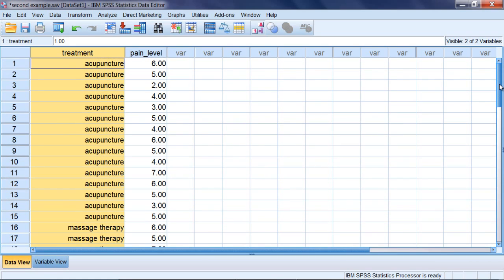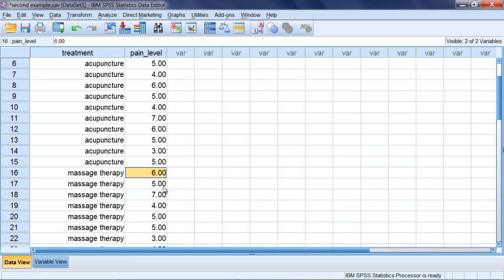After receiving this treatment for a period of 2 weeks, they responded on a 1 to 7 scale, the amount of pain they were currently experiencing at the end of the last treatment, where 7 indicates the highest degree of pain and 1 indicates the lowest degree. You can see here that the first person, who happened to receive acupuncture, had a pain level of 6 at the conclusion of the treatment. The second person had a pain level of 5, and so on. The first person in the massage therapy group had a pain level of 6, the second person had a pain level of 5, the third person had a pain level of 7, and so on.